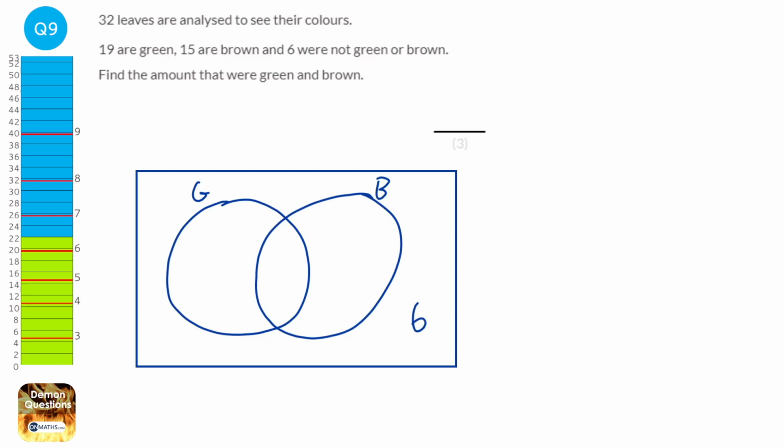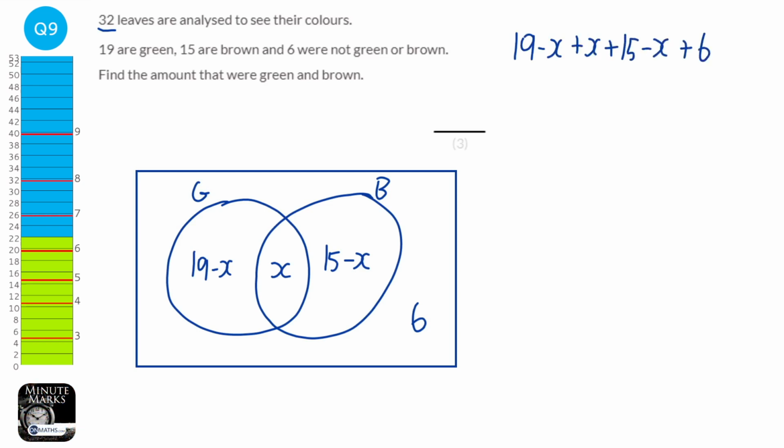So what we can do is we can label the center X, and we can say that there are 19 take away X just green, because they could have been both green and brown. And for the brown we can do the same, so it'd be 15 minus X. And for the next step, we know that all of them together add up to 32, because it says in the question. So we're going to add all of these, the 19 minus X, the X, the 15 minus X, and the 6 together, and we know that equals 32.